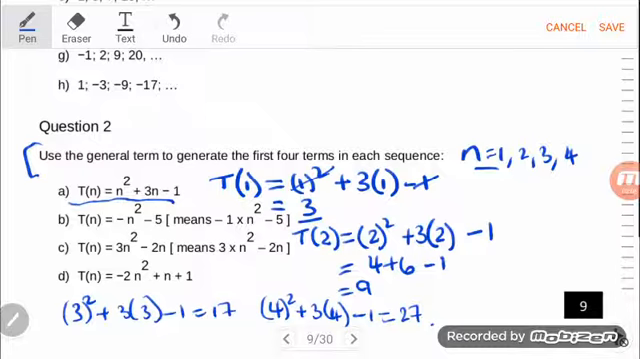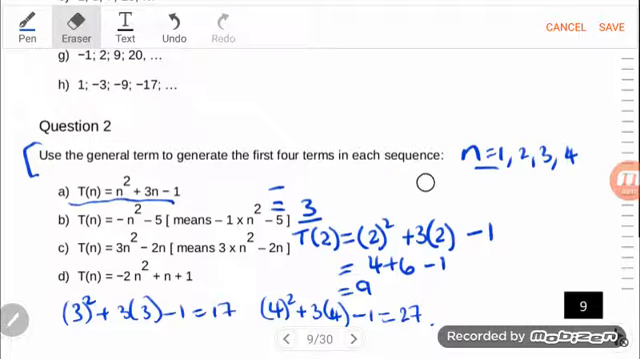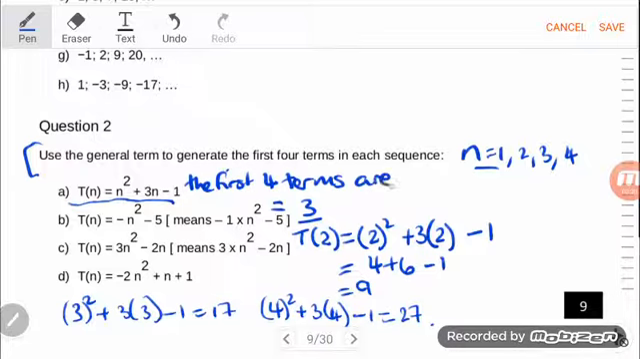That's our first 4 terms of our sequence. Again, running out of space. In a test or something like that, you would normally be given enough space, so you shouldn't have to worry about erasing all of this. So the first 4 terms are 3, 9, 17, and 27.